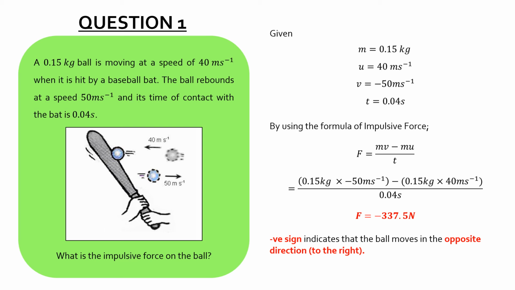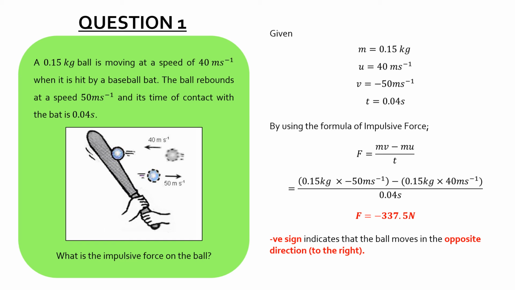The second step is to identify and write down the formula that we are going to use. As the question is asking for an impulsive force, the formula should be F equals mv minus mu, divided by t. For the final part, we need to substitute the numerical values and calculate to find the answer. The final answer shall be negative 337.5 Newton. The negative sign indicates that the ball moves in the opposite direction, which is to the right.